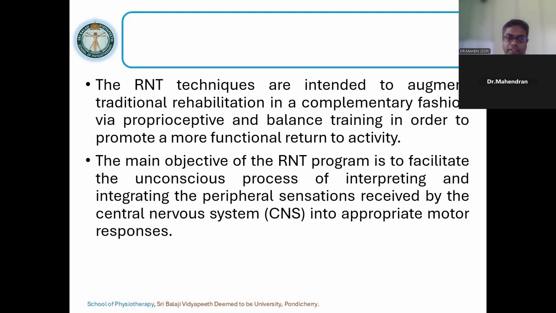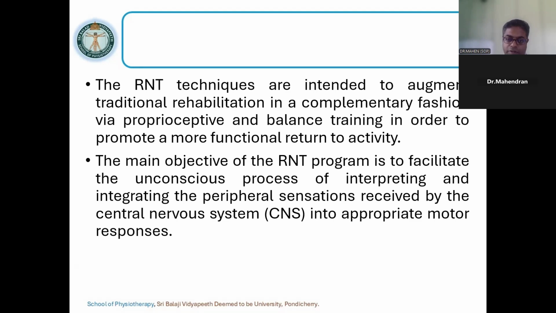Actually, RNT is an augmented technique. Augmented means this can be incorporated as an additional technique. This is not a primary technique. So normally if you are using any conventional approach of physiotherapy rehabilitation, RNT could be incorporated additionally or along with that. So this technique cannot be used as the primary technique of rehabilitation.